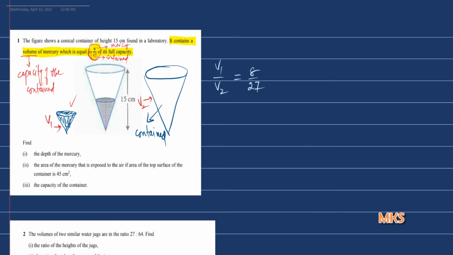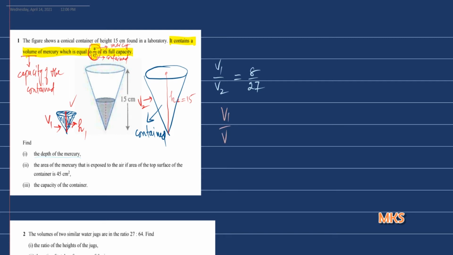The question is, the first thing is the depth of the mercury. Depth of the mercury means we need to find its height. Say I call this H2. No, I cannot call this H2 because I have taken volume V1, so it will be H1. And then the corresponding height which is 15, that will be H2, which is 15. H1 and H2, they are lengths.